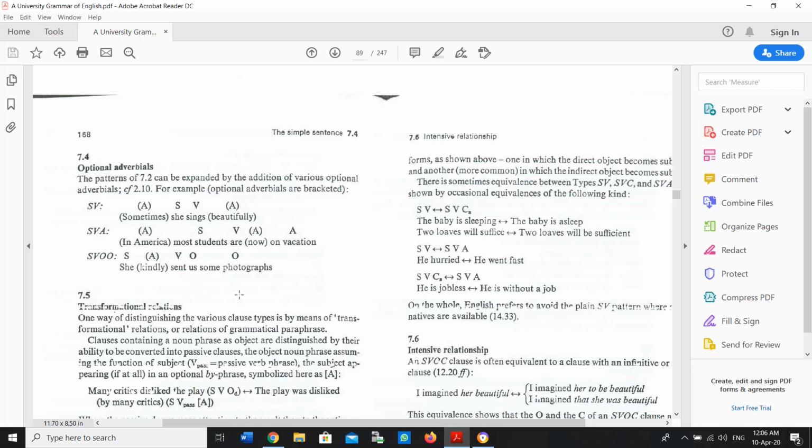In America, most students are now on vacation. Of course, in America is an adverb of place, but I never have something before the subject. So now I can realize that in America is optional. So I have to separate it by 2 brackets.